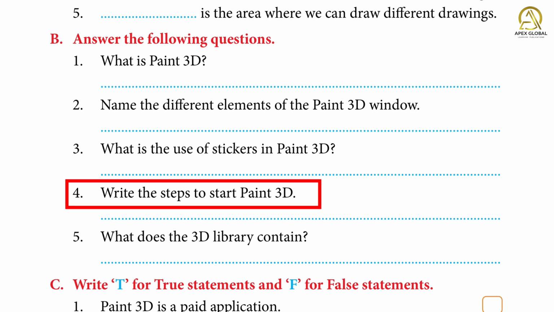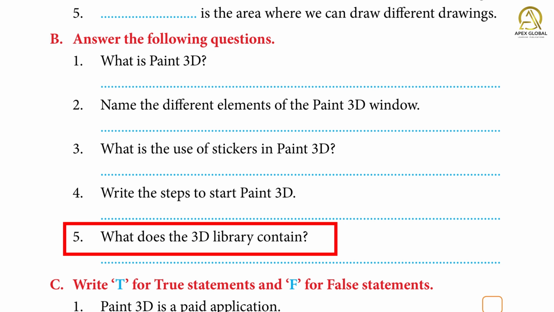Answer: steps to start the Paint 3D app. Steps: 1. Click on the Start button. 2. You can choose the Paint 3D option from the menu or type Paint 3D in the search box. 3. The Paint 3D window will open. 5. What does the 3D library contain? Answer: it is a collection of thousands of free 3D models divided into several categories.